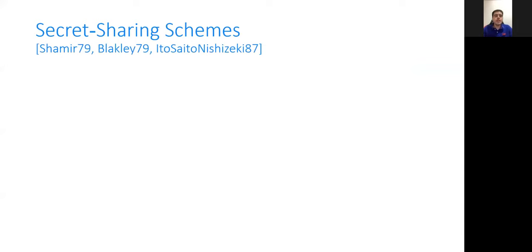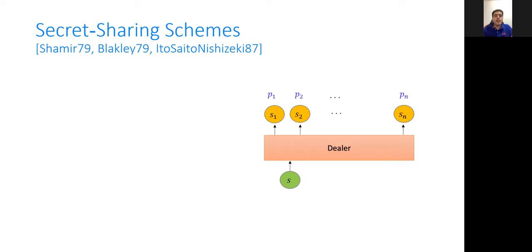Secret sharing schemes were first independently presented by Shamir and Blakley in '79 for the threshold case and by Ito, Saito and Nishizeki in '87 for the general case. In secret sharing, there is a dealer who holds a secret S. There is a set of parties whose number is known in the beginning of the scheme. The dealer applies a function on the secret and gives each party a share.